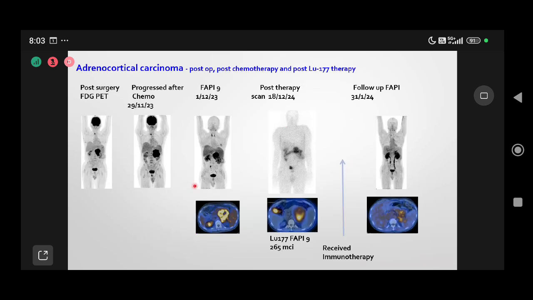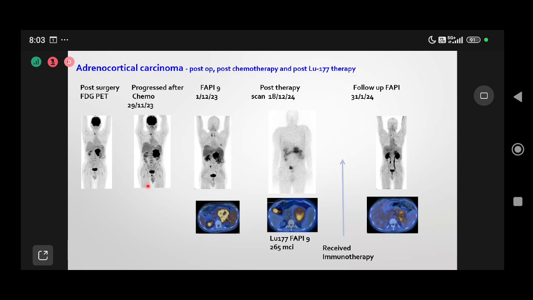And FAPI therapy can be used wherever there is FAPI receptor expression. Except in lymphoma, in most areas FAPI is expressed, because tumors have a tumor microenvironment. First, we can image with gallium FAPI. Then, if the receptors are good, they can be targeted.